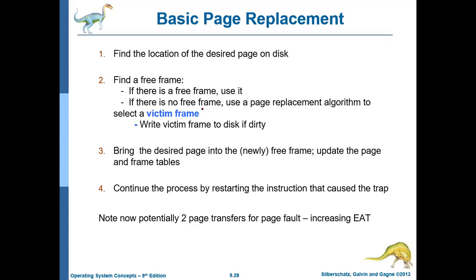But if there is no free frame, use a page replacement algorithm to select a victim frame. So you need to find a place where you want to keep your data in the memory. Whenever we are talking about page and frame, now it is almost the same because the size of the page and frame is the same. That's why we are continuously repeating the names, frame, page, everything is now the same.